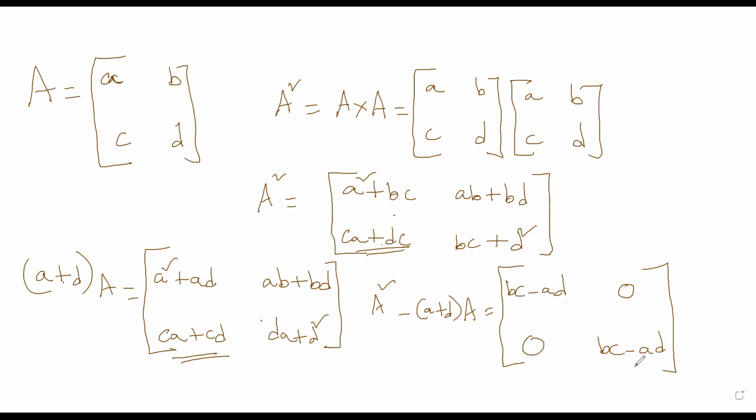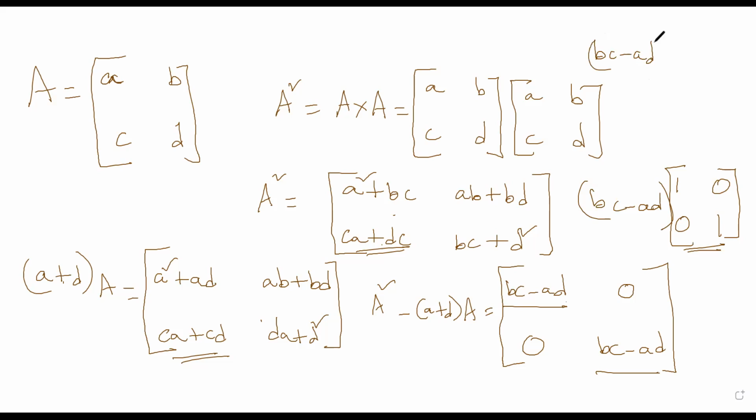Clear? Now simply remove BC minus AD as common from the matrix. If I remove that common factor, what do I get? 1, 0, 0, 1. What is 1, 0, 0, 1? That is the identity matrix. So BC minus AD times I. Hence proved.